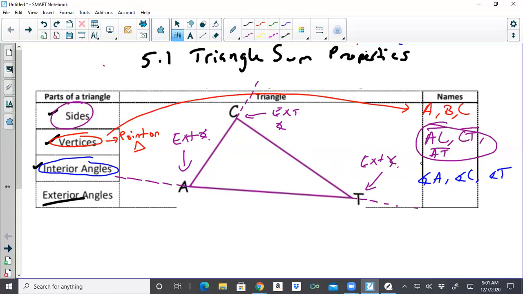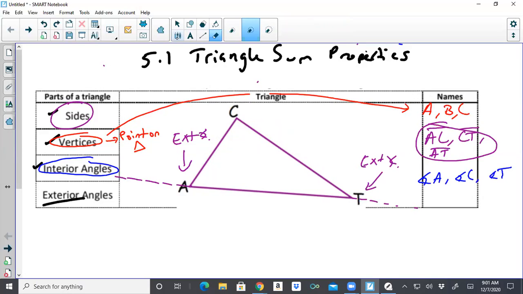All right. So I can do that with every single one of these. I can extend the line, and that's what makes an exterior angle. The easiest thing to do when you're making exterior angles is just pick one of the lines. It doesn't matter which one you're dealing with. If I wanted to do the other line, I could.